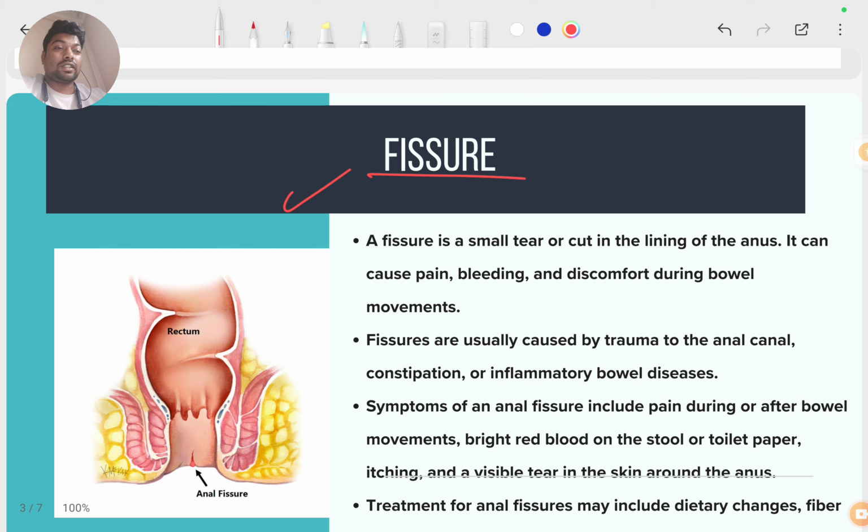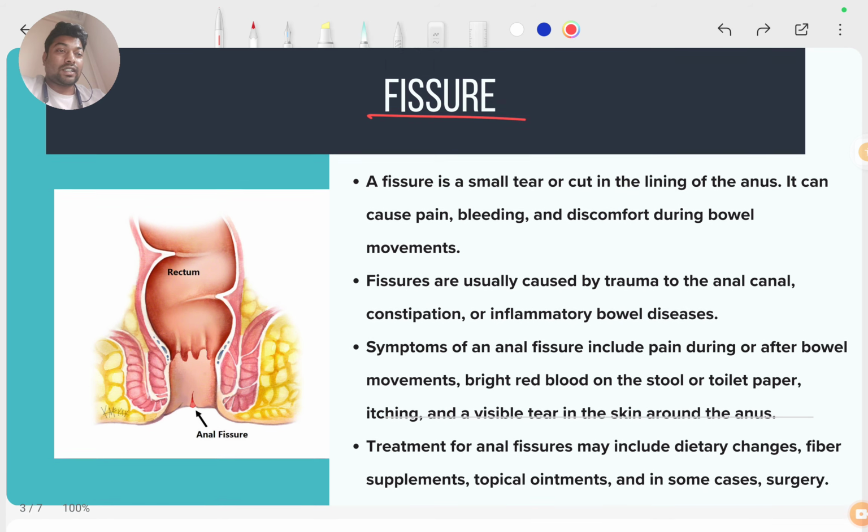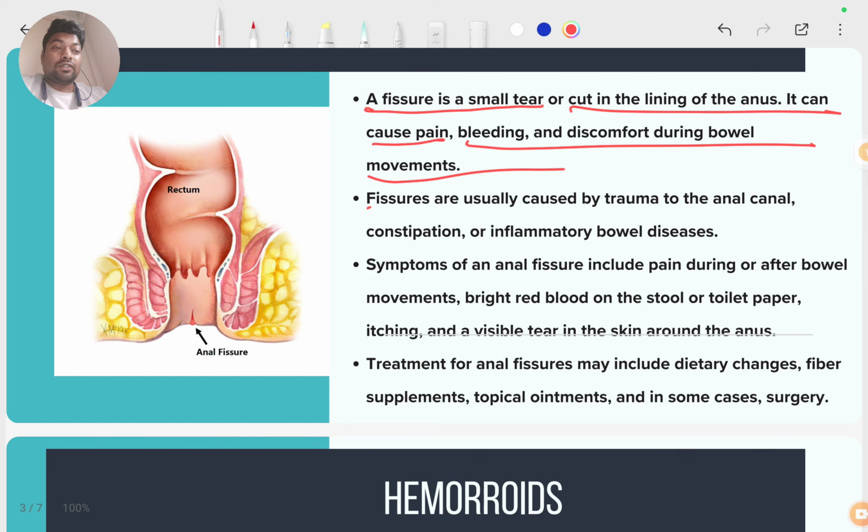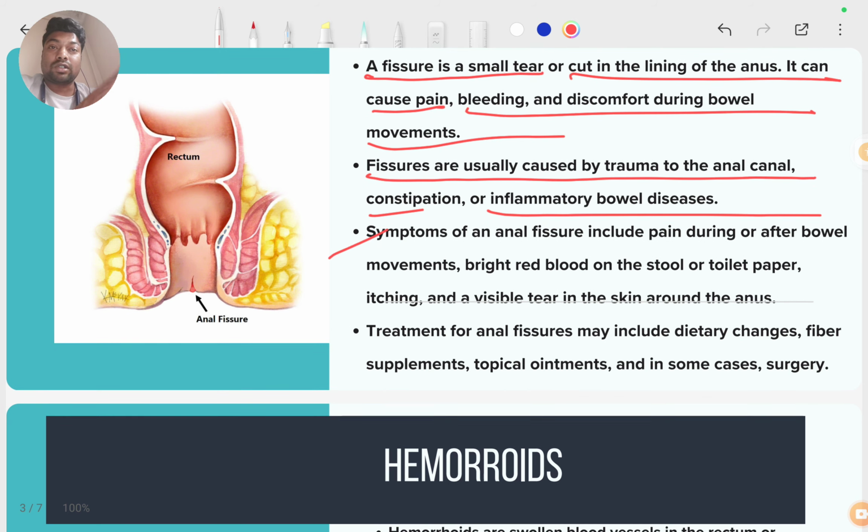Now about the fissure, we can see here that a fissure is a small tear or cut in the lining of the anus. It can cause pain, bleeding, and discomfort during bowel movements. Fissures are usually caused by trauma to the anal canal. This trauma may occur due to constipation or inflammatory bowel diseases also. Now talking about the symptoms, symptoms of anal fissures include pain.